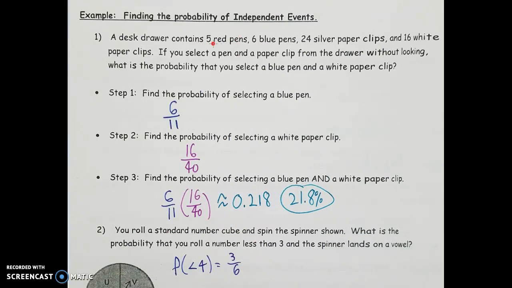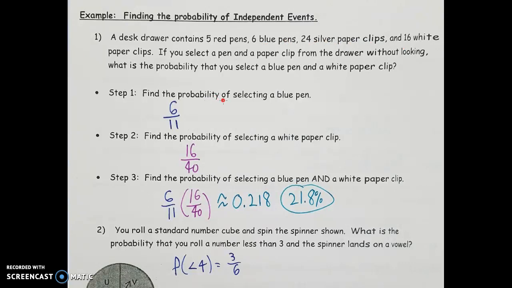So again, thinking of independent events, suppose I start with a desk drawer that contains 5 red pens, 6 blue pens, 24 silver paper clips, and 16 white paper clips. If I want to pick a pen and a paper clip from the drawer without looking, I have to find the probability that I select a blue pen and a white paper clip. First of all, we're told that they're independent events, but if I think about that for a second, they're independent because whatever pen I chose shouldn't really affect what kind of paper clip I chose. I'm choosing one type of each item, but it doesn't matter which item I chose first. I'm still making a separate choice for my paper clip.